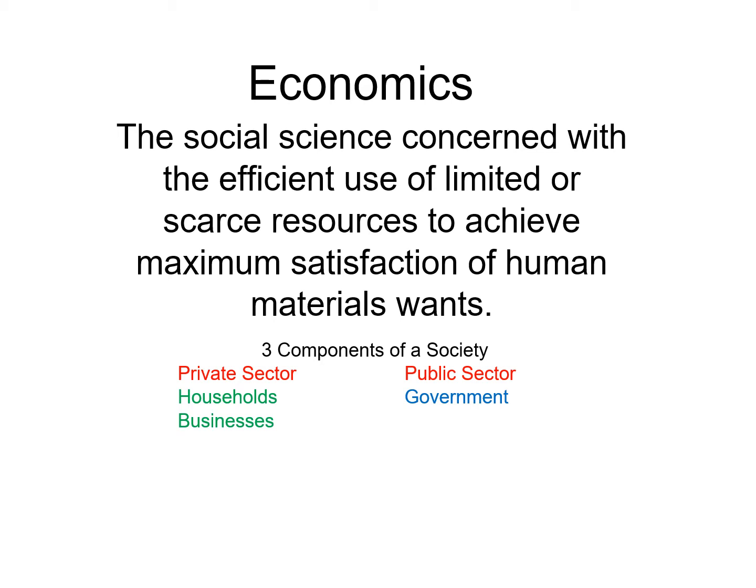Households/individuals, component 1, plus businesses, component 2, are in what is known as the private sector economy. Government is known as the public sector, right? So the three components of society are divided into the private and public sector. You should become familiar with these terms if you are not already.